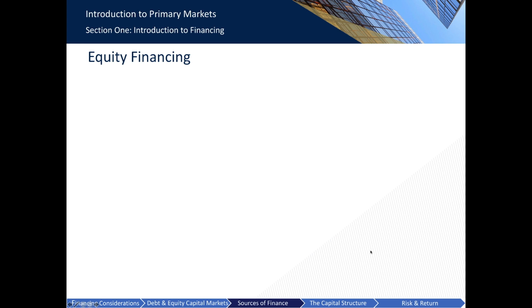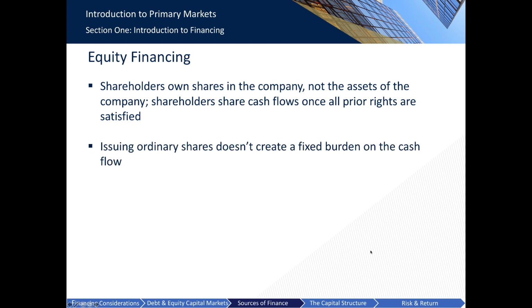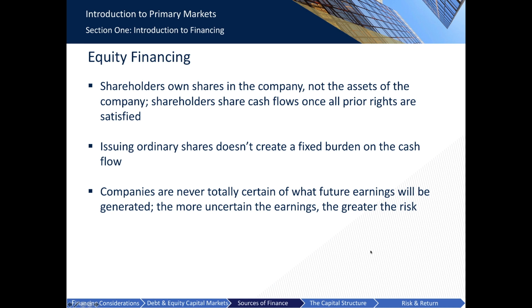As discussed, shareholders own shares in the company, not its assets, and they receive dividends once all prior rights are satisfied. From an issuer's perspective, equity financing doesn't create a fixed burden on the cash flow. Nevertheless, companies are never totally certain of what future earnings will be generated, and as such, the more uncertain their future earnings, the more risk is presented. As a result, companies in stable industries with constant cash flows may make heavier use of debt compared to companies in riskier industries or companies who are small and just starting up.